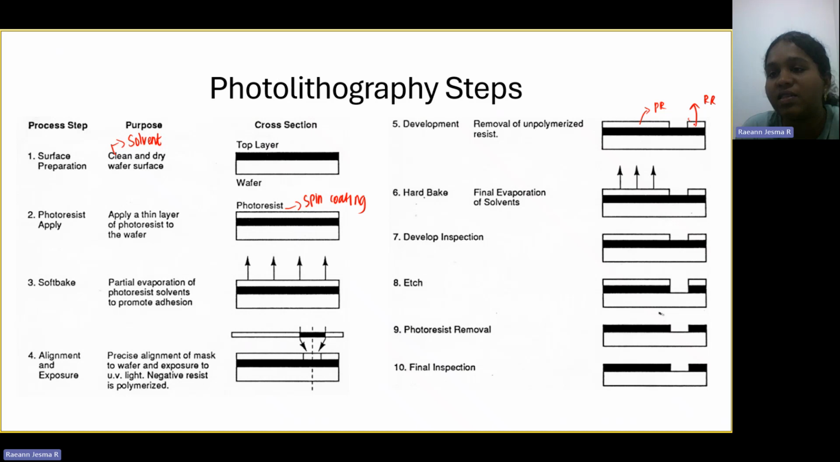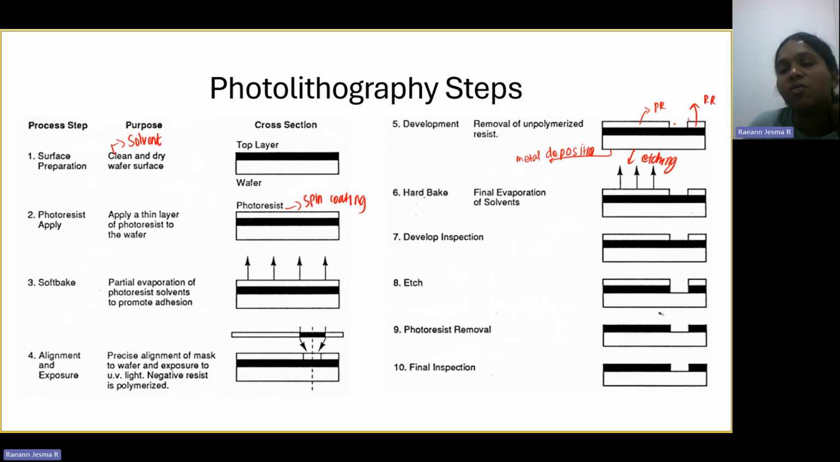Then if we want to go for metal deposition, we will just directly go for metal deposition. If you want to go for etching, then we will go for hard baking. In the case where you want to do metal deposition and lift off, there is no need to do hard baking, because in metal deposition and lift off, what we generally do is deposit metal everywhere and then dissolve the resist in the solvent.